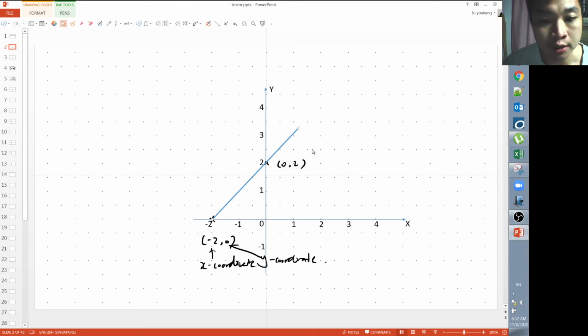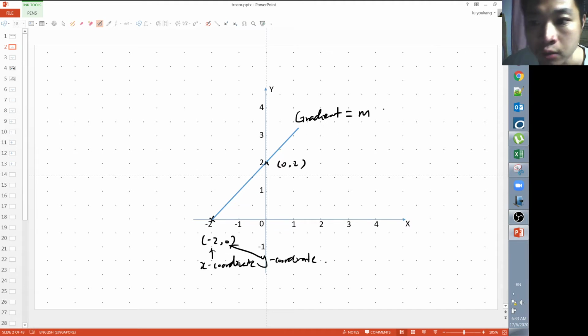Alright, so what is the gradient of this straight line? If you are asked to find the gradient of this straight line, by the way, the letter m is used to represent the gradient of this straight line.